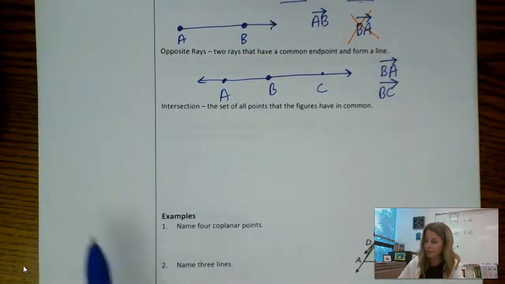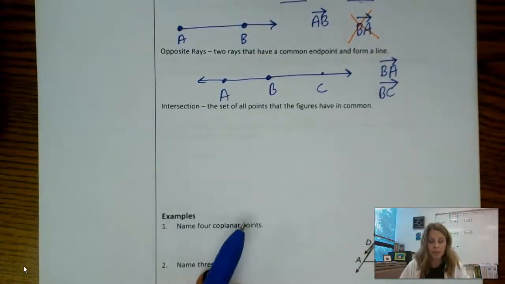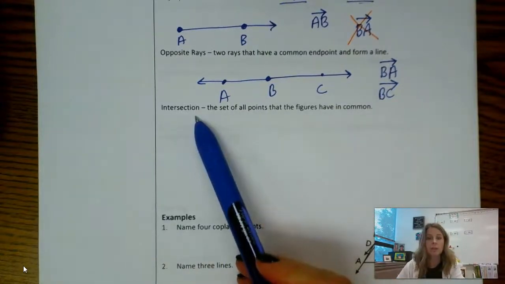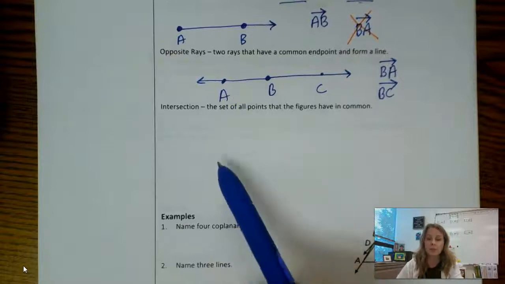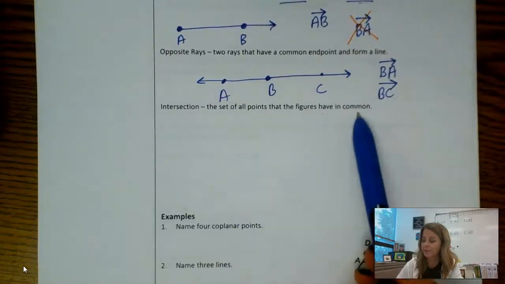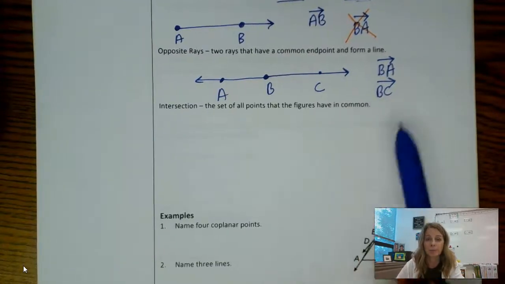Okay, let's finish up one more definition. It's really a concept with intersections. So generally think of the definition of intersection. It's the set of all points that figures have in common. So if two streets intersect, they intersect at a point. So the one point would be what they have in common.